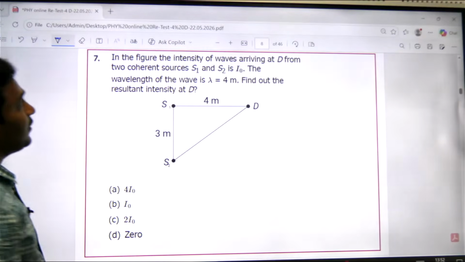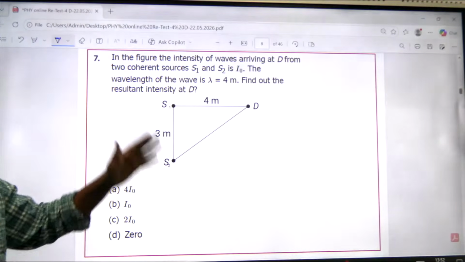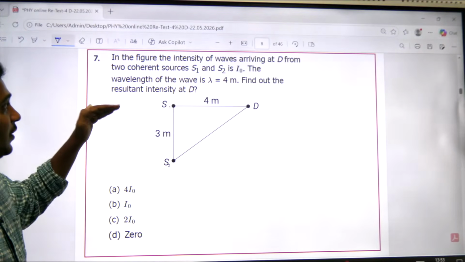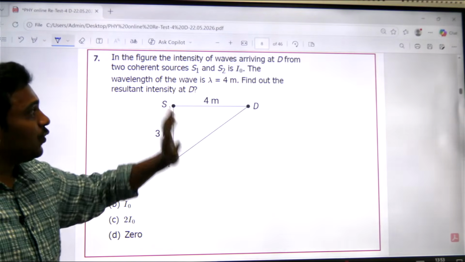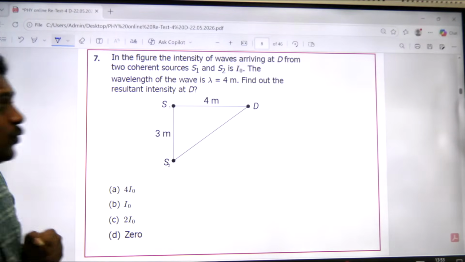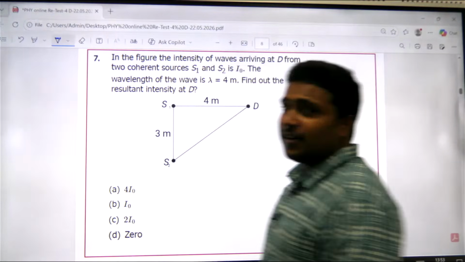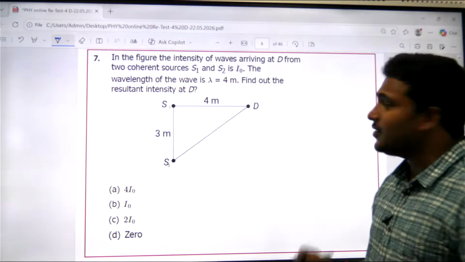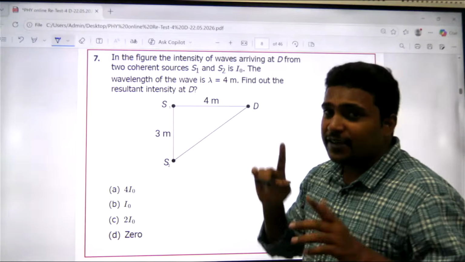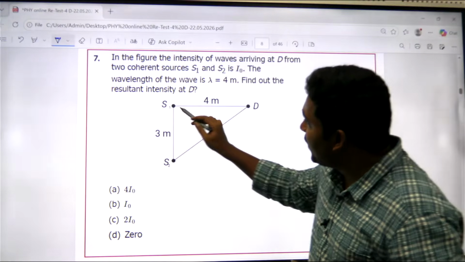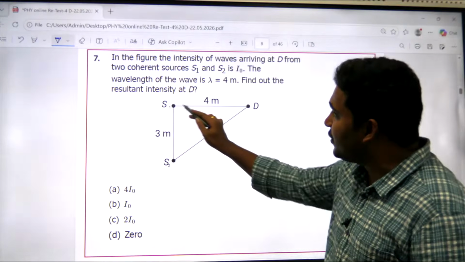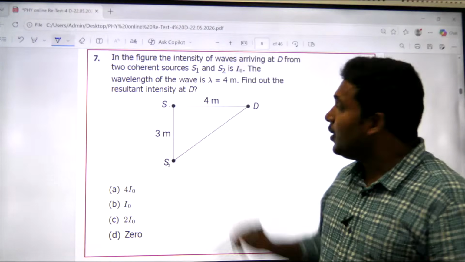In the figure, the intensity of waves arriving at D from the coherent sources S1 and S2 is I0. The wavelength of the wave is lambda equal to 4 meters. Find out the resultant intensity at D. This is one of the interesting things. He's saying that the light source is coherent, which means there is no initial phase difference between the light rays at the starting point.